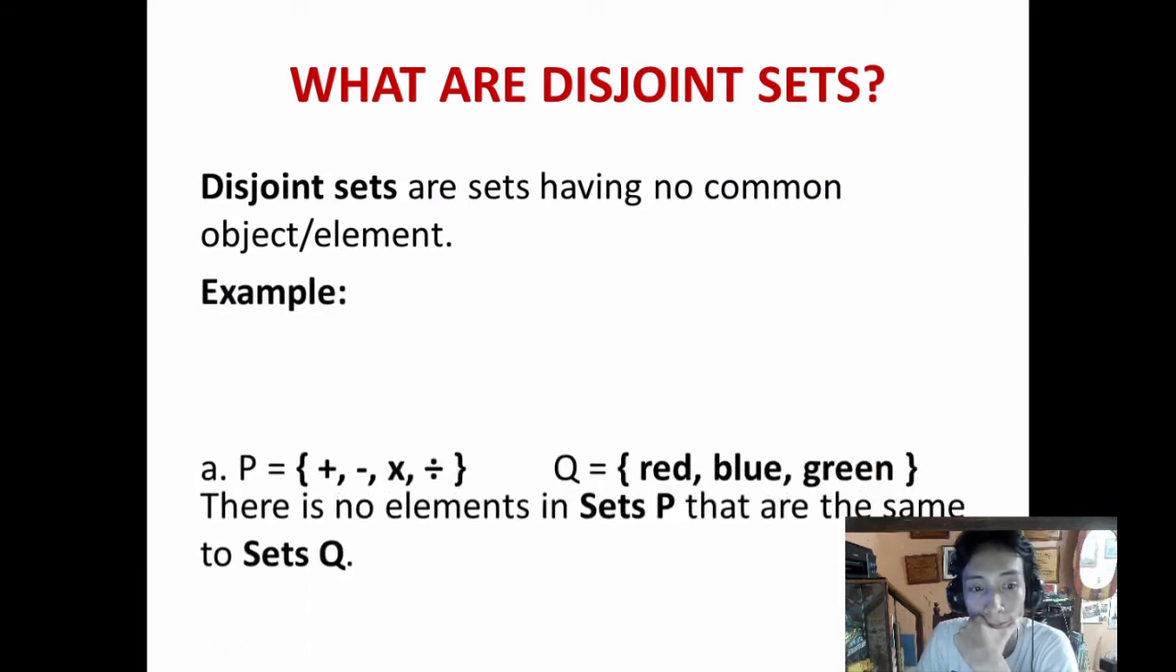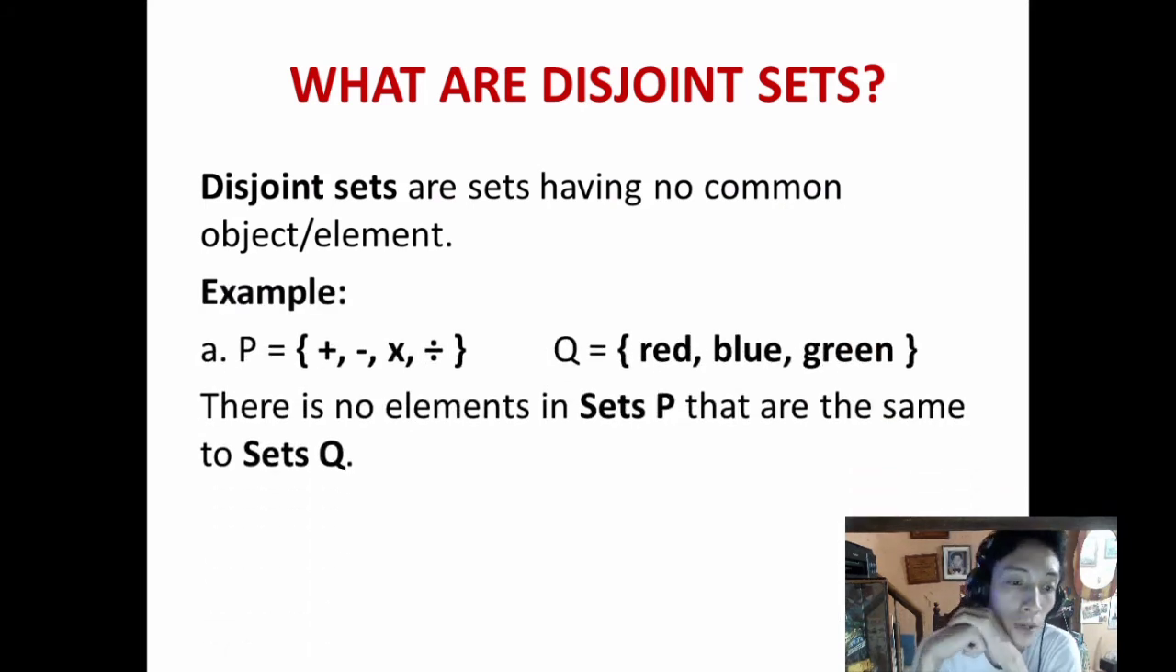Example: P is equal to plus sign, minus sign, multiplication sign, and divide sign. Q is equal to red, blue, green. There are no elements in set P that are the same as in set Q. That is what we call disjoint sets.